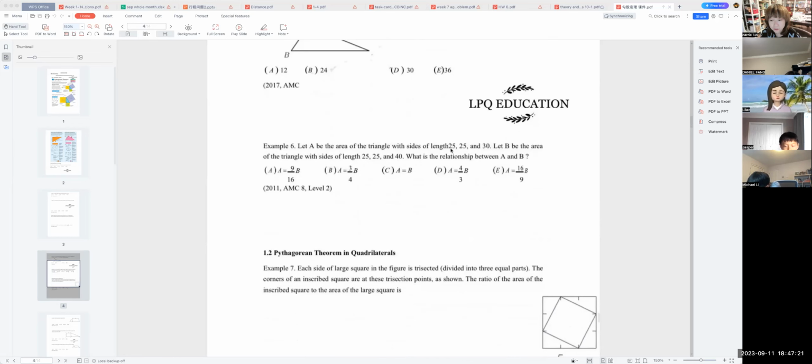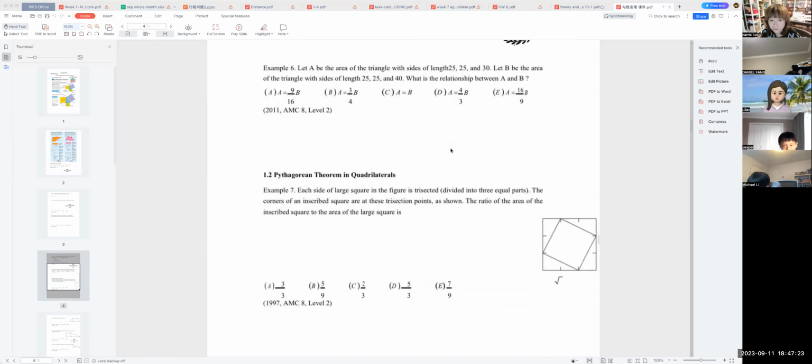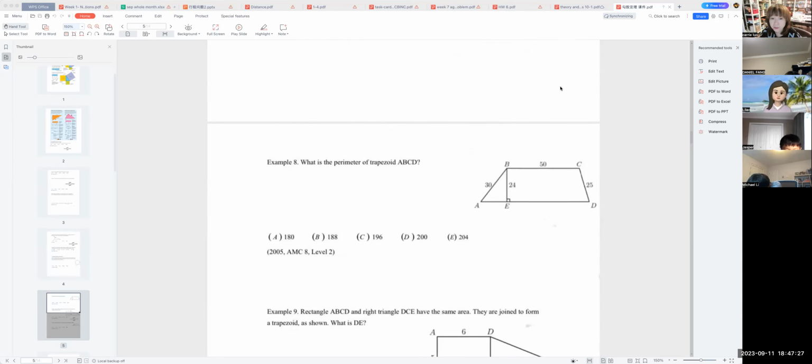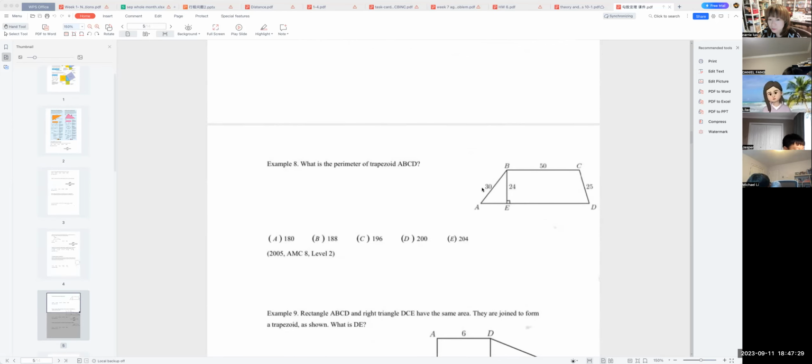So let's take a look at this one, number 8. What is the perimeter of the trapezoid ABCD? So everybody, do you understand what a trapezoid means? It's this one, the shape, okay? And I'm going to help you a little bit. I'm going to build a height here.